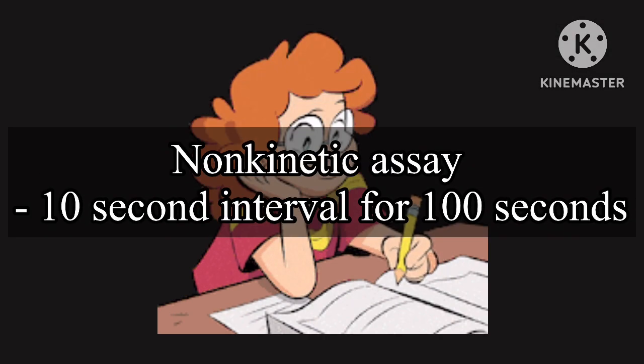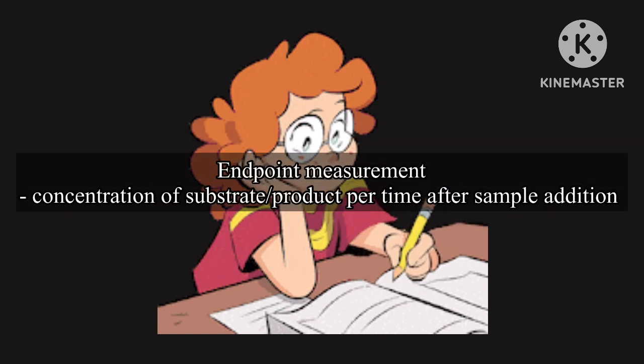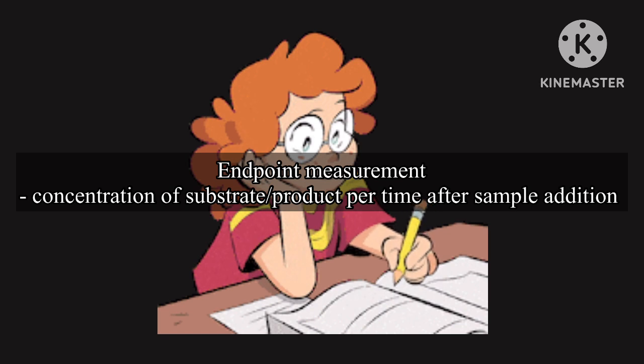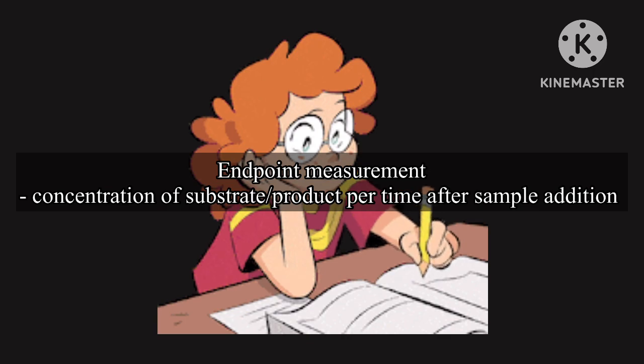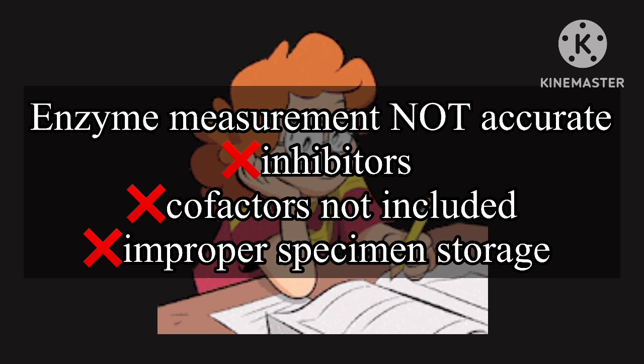Non-kinetic assay, that is, absorbance is made at 10-second intervals for 100 seconds. Endpoint measurement also determines the concentration of substrate or product at a specific time after addition of the sample. An example of this would be bedside glucose testing using strips. Enzyme activity measurements may not be accurate if enzyme inhibitors are present, essential cofactors are not included in the assay, and with improper specimen storage.